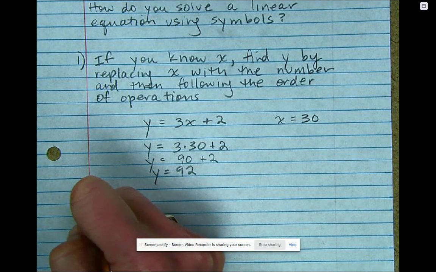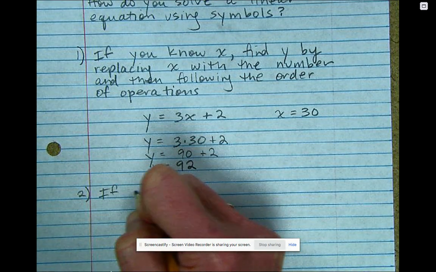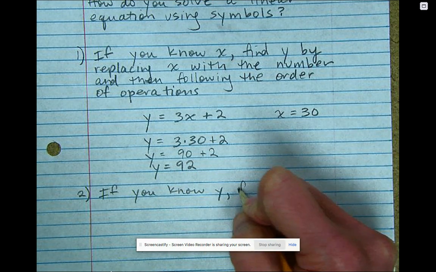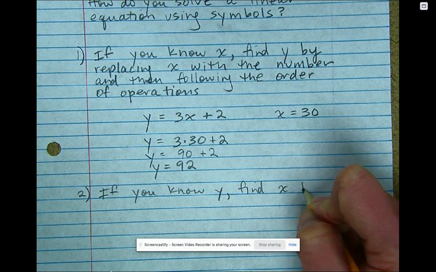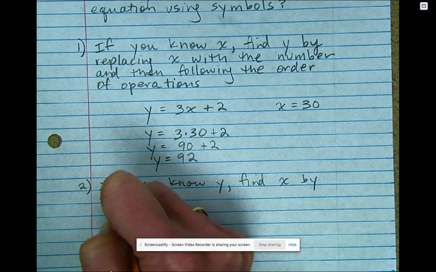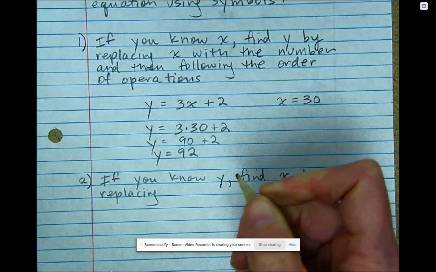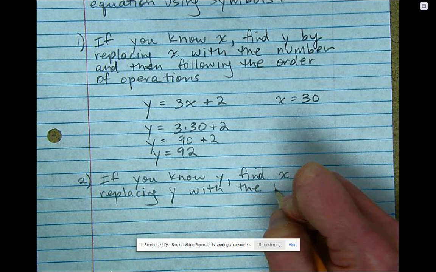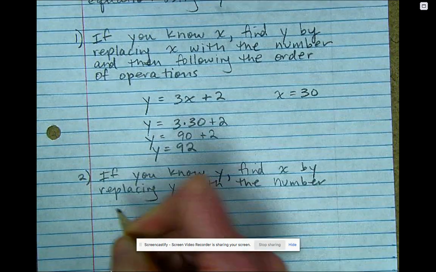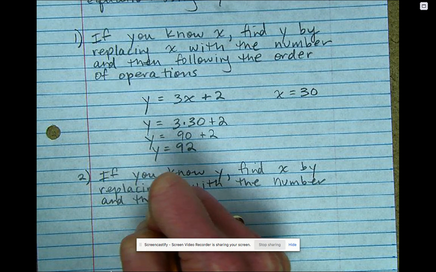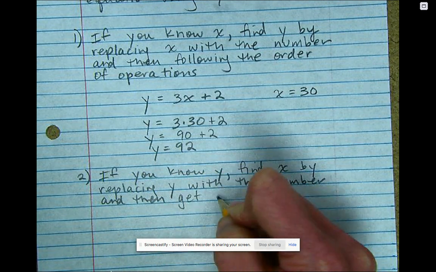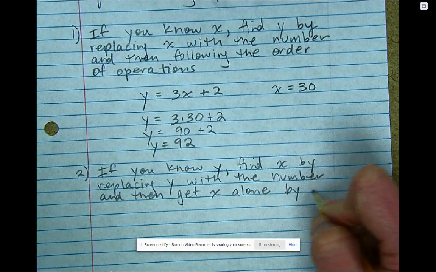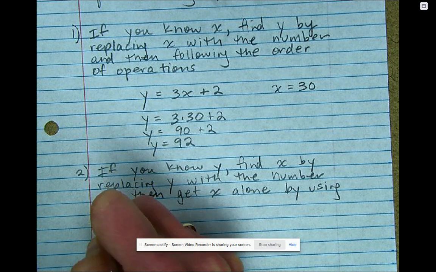Okay, so how about if you know y, find x by replacing y with the number, and then get x alone by using the balancing method.